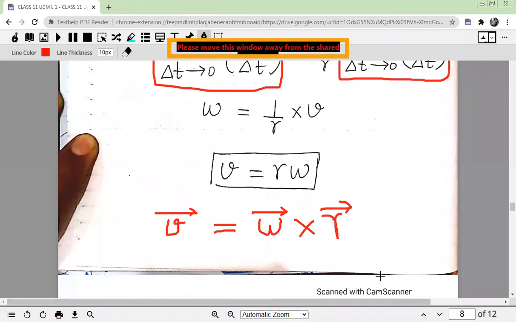Now you can see one more thing. Linear velocity v depends upon the radius of the circular path which the particle is describing. If the particle is describing a bigger radius circular path, then what will happen? Its linear velocity will be more. It's clear.